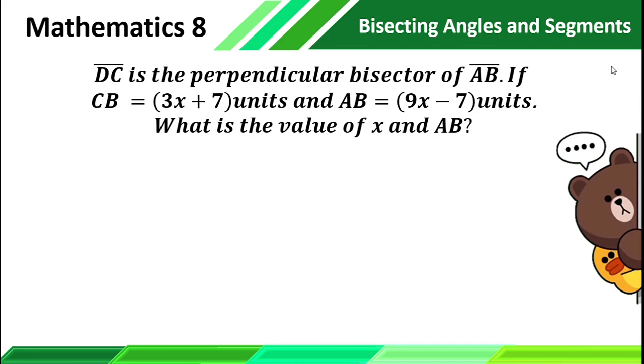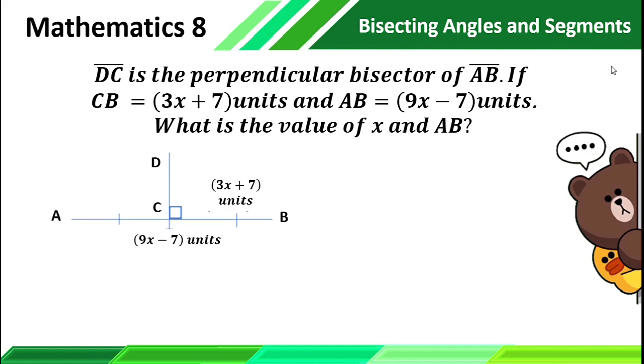Last problem, we have here line segment DC is the perpendicular bisector of line segment AB. If CB is equal to 3x plus 7 units and AB is equal to 9x minus 7 units, what is the value of x and AB? So let's draw first our illustration. So here, line segment AB measures 9x minus 7 units and line segment CB measures 3x plus 7 units.